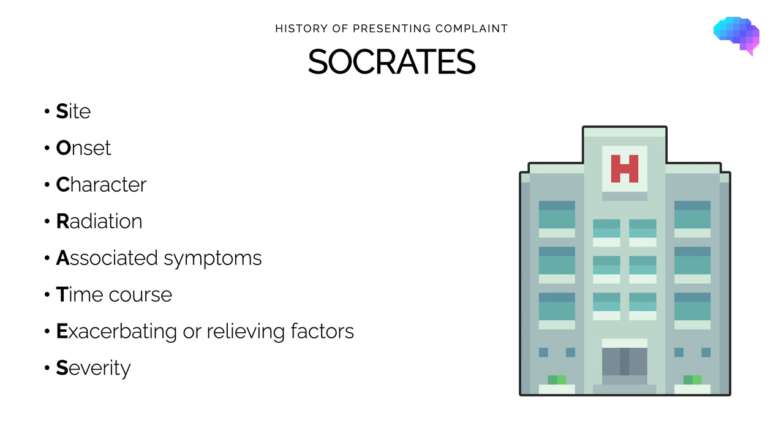The first part of the SOCRATES framework involves establishing the site of the symptom. For example, in a patient presenting with pain, we would want to ask about the location of the pain. We then move on and ask questions about the symptom's onset. For example, in a patient presenting with breathlessness, we might want to clarify whether the breathlessness came on suddenly or more gradually.